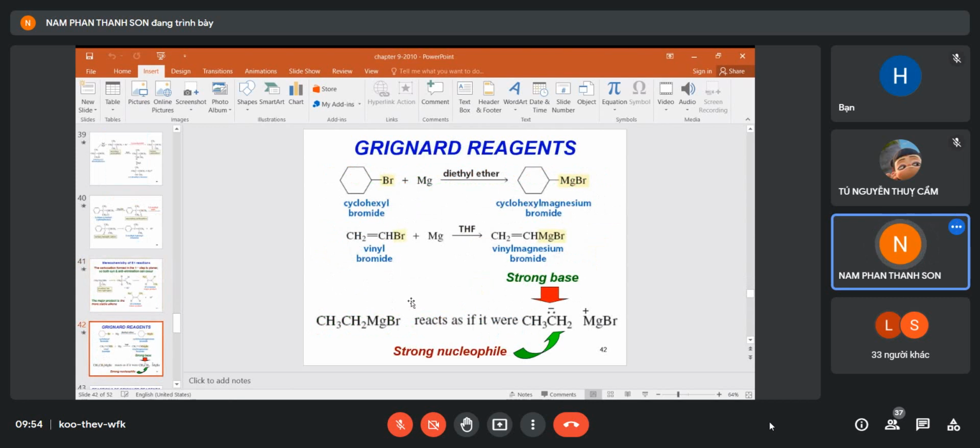Now take a break for 10 minutes. After the break, we study a very important section, the Grignard reactions. In this section, we will have 5 reactions, and you need to learn by heart all of them, because you will see all of them again and again in your exams and your final exams. So everyone take a break for 10 minutes.